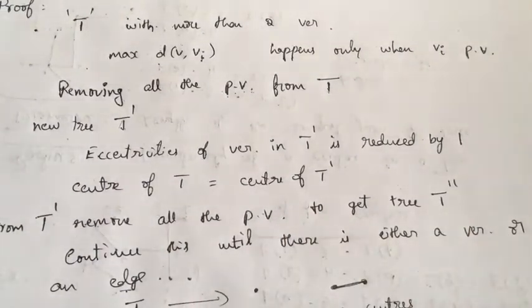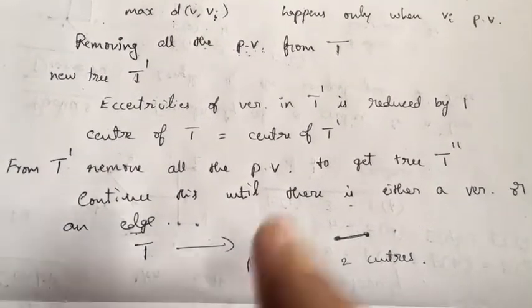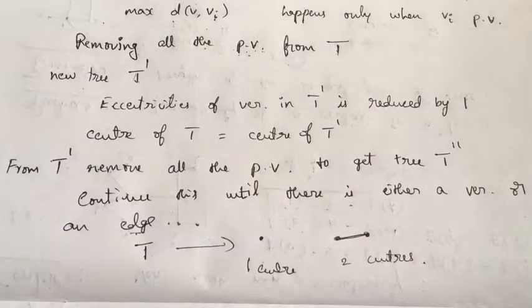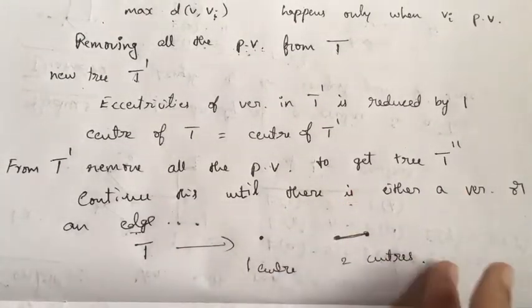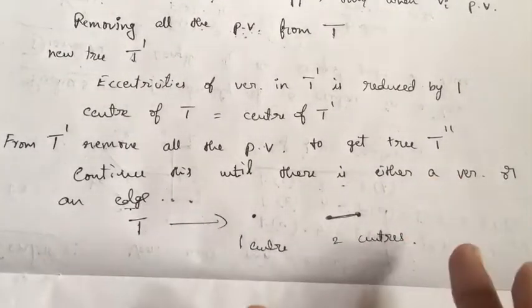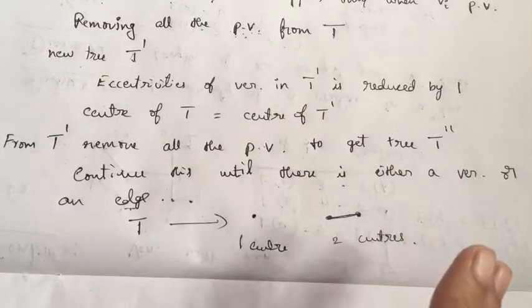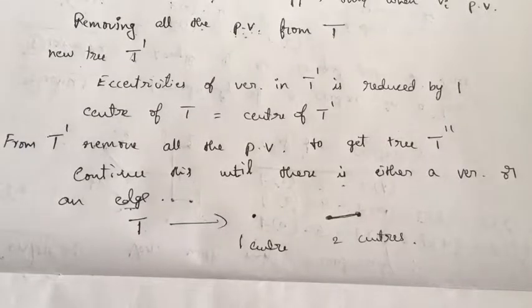I'll continue this process from T dash. Again, I'm removing all the pendant vertices and I'm getting T double dash. So on, I'm continuing till I'm left with a vertex or an edge. If I'm left with a vertex, then it has only 1 center. If I'm left with an edge, that means 2 vertices, therefore 2 centers.